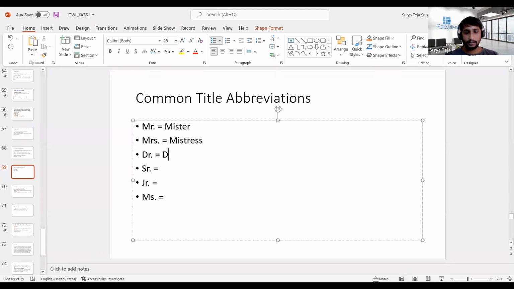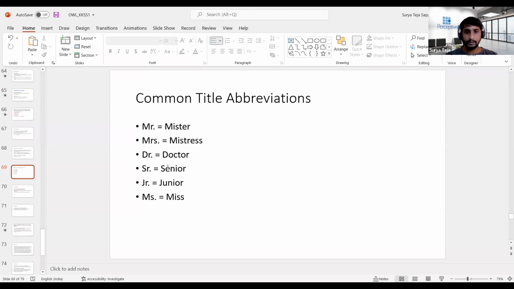The same goes for Dr., which is doctor, Sr., which is senior, Jr., which is junior, and Ms. These are the common title abbreviations. There are many other examples too, but these are some of the common ones. Whenever we extract the first letter and last letter of a word, it is not an abbreviation, so it becomes a common title. We put a full stop to indicate that this is the short form of that particular English word.